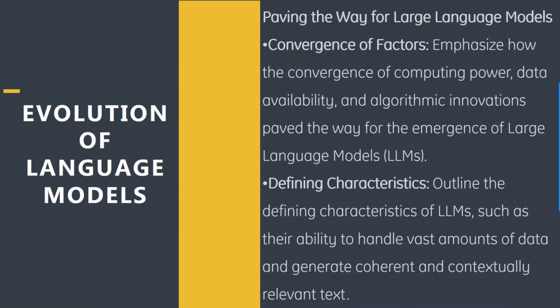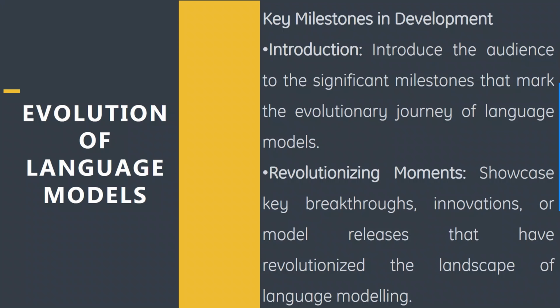Next, we have paving the way for large language models. Convergence of factors: emphasize how the convergence of computing power, data availability, and algorithmic innovations paved the way for the emergence of large language models, which is LLMs. Then we can define the characteristics: outline the defining characteristics of LLMs, such as their ability to handle vast amounts of data and generate coherent and contextually relevant text.